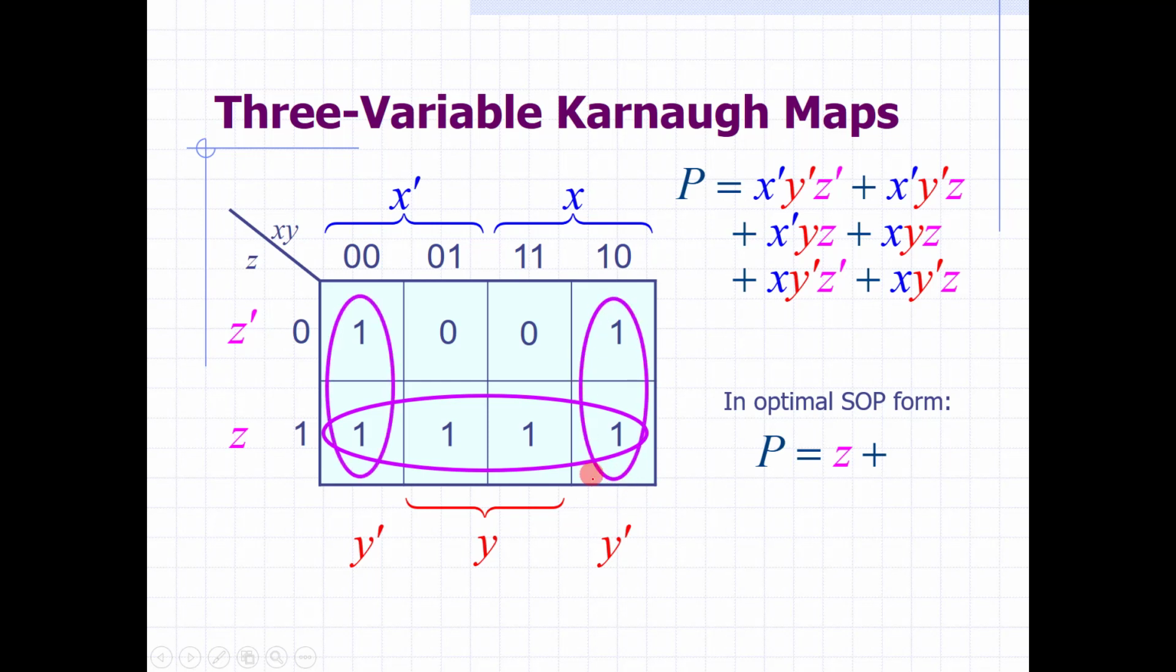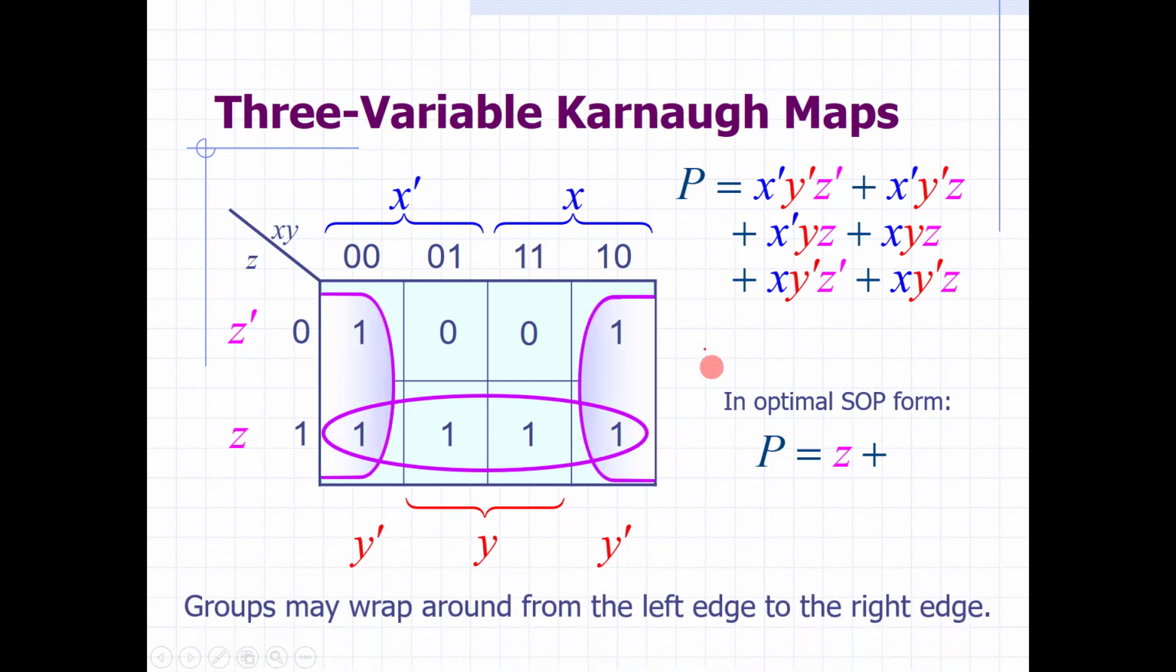So rather than doing a group of 2 here and a group of 2 here, which I would then get 2 terms in my expression, it'll be better to make a group of 4, and I will only have 1 term in my expression. So I'll denote that. I'll make it look like it's wrapping around. So these 2 ones are touching these 2.